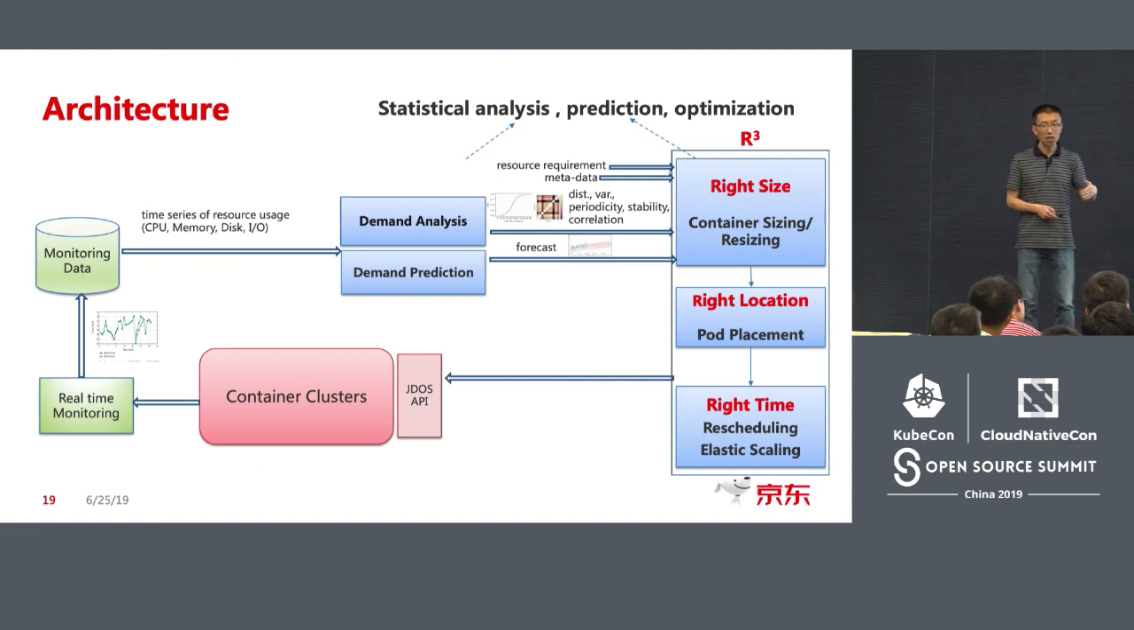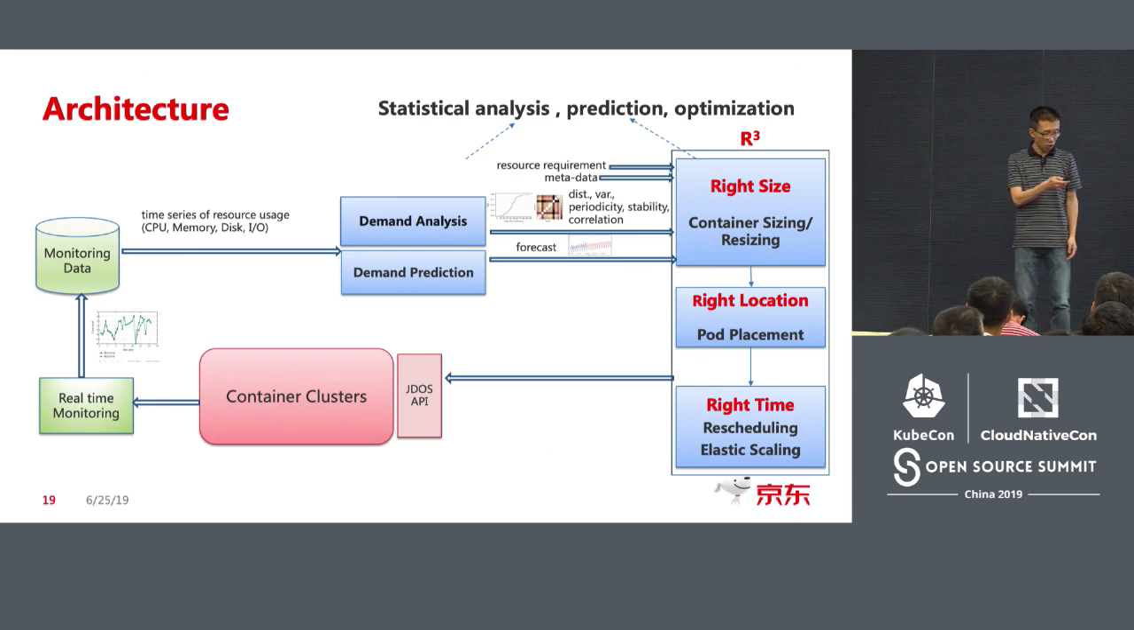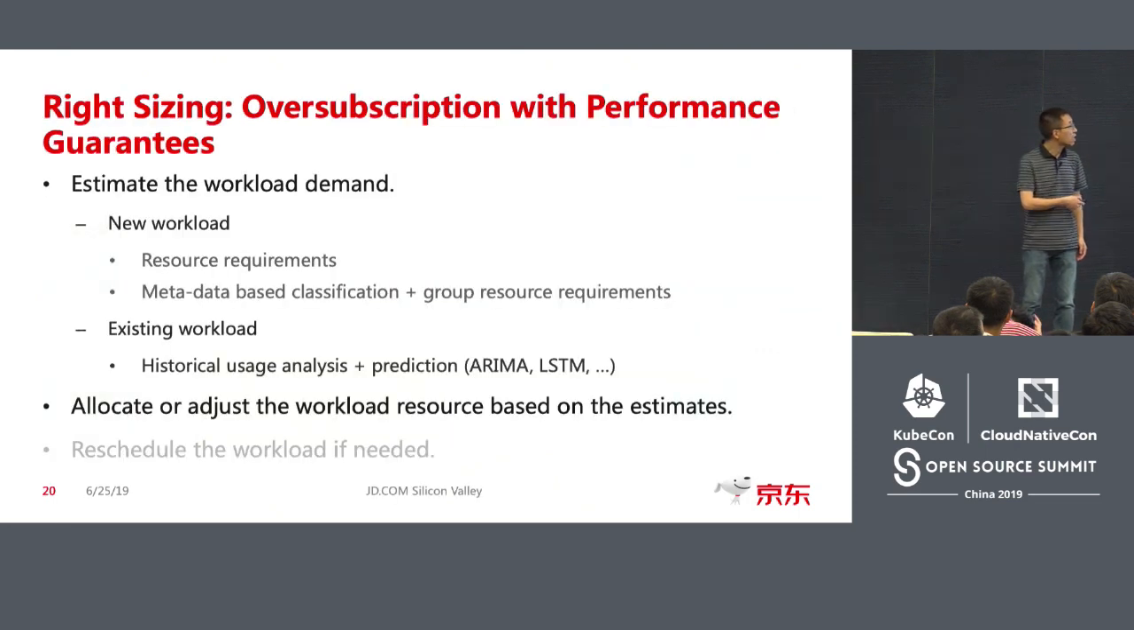And the second is right location, the pod placement, in which cluster, in which server, and in which rack, even in which data center. And last one is right time, when to schedule it. To schedule this one or another one. So the decision making mainly it is about these 3 R's.